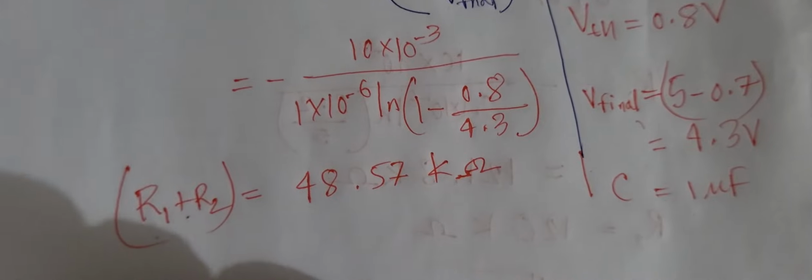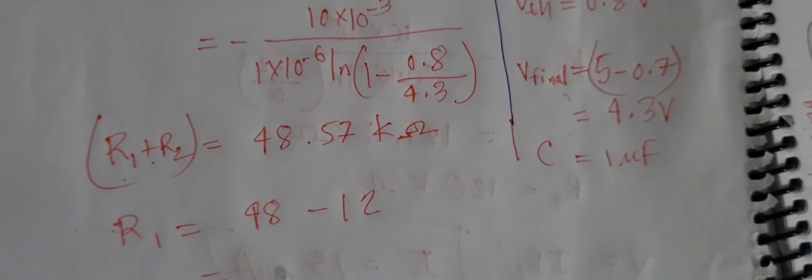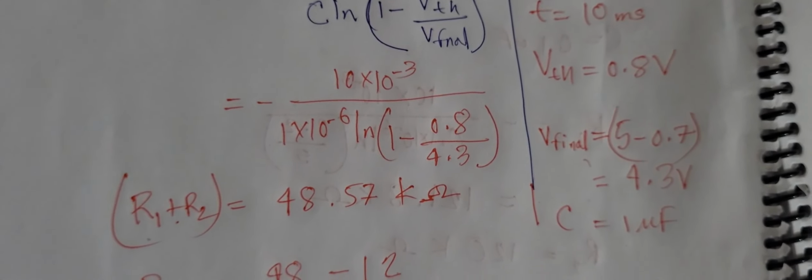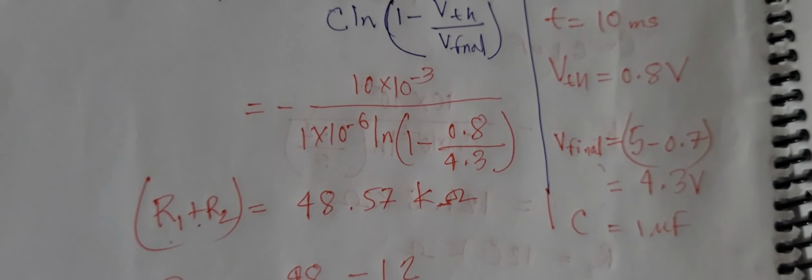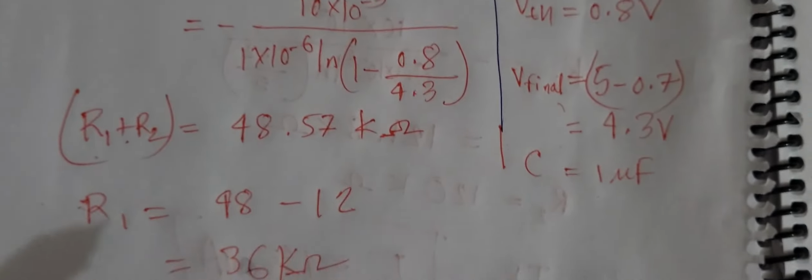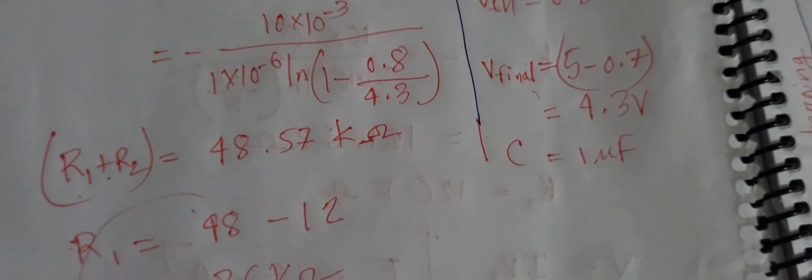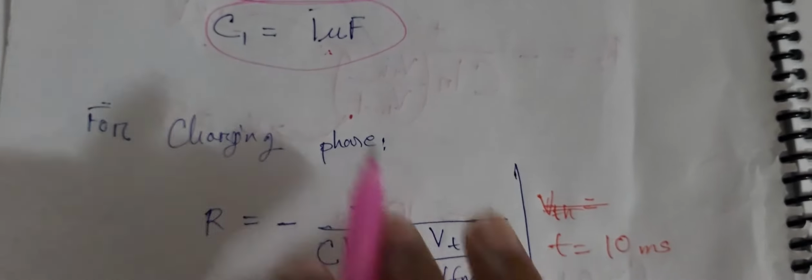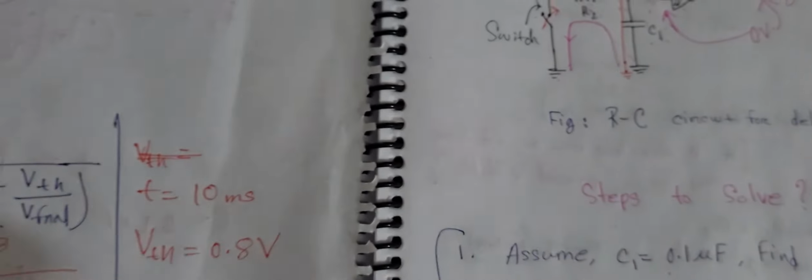So R1 plus R2. As you know, earlier we got R2 equal 12 kilo ohm here. So R1 would be 48 minus 12, 36 kilo ohm. So it will be 36 kilo ohm. So done. That was the value. So here you get R1 equal to 36 kilo ohm, and earlier you get R2 equal 12 kilo ohm, and C1 equal to 1 microfarad. So you have to put all these values into the circuit and redraw it. So let's go.